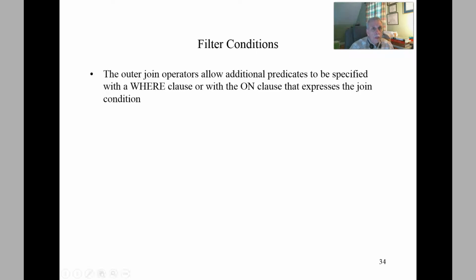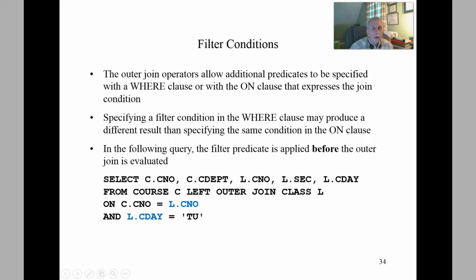What we want to discuss now is the fact that if you include the filter condition in the ON clause, you may get a very different result than what you might get by including the filter in the WHERE clause. Furthermore, a filter can be applied to either the left table or the right table, and that has important implications as well, depending on the type of outer join that's used.